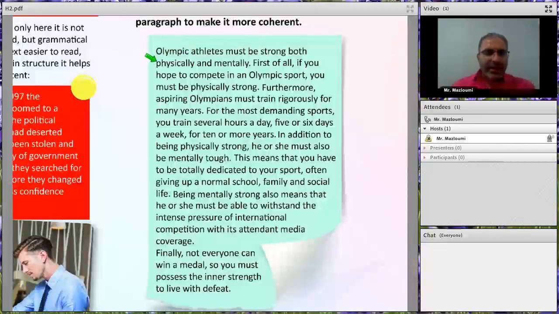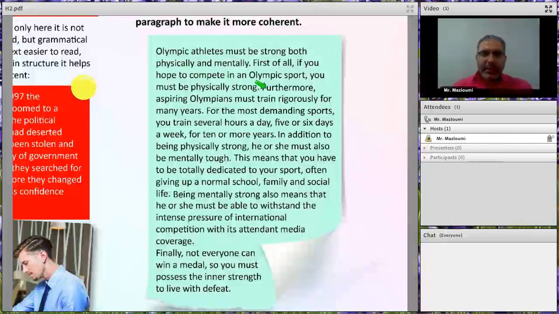Physically is related to physical, related to our body. Mental and mentally related to mind. To compete, we compete in matches, the person is a competitor, the adjective is competitive, and the noun form, if you remember, is competition.